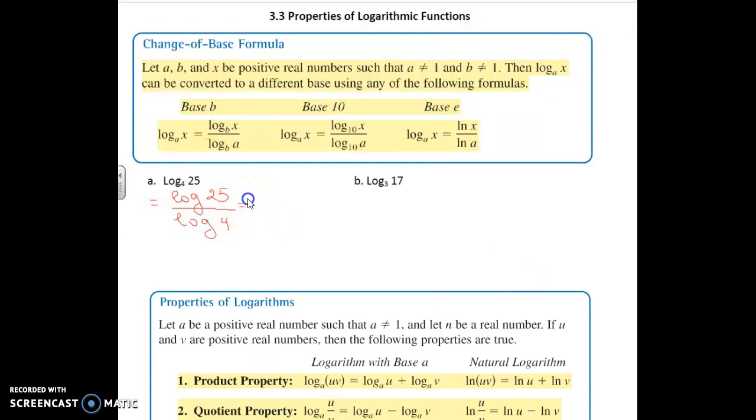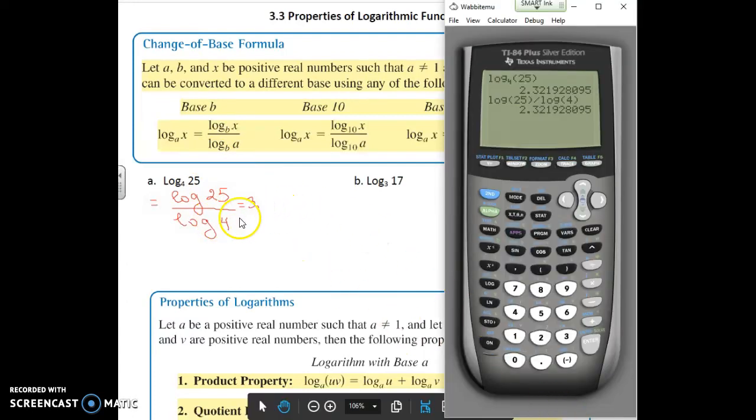Oh man, I forgot what the answer was. 2.321. That is 2.322 approximately.